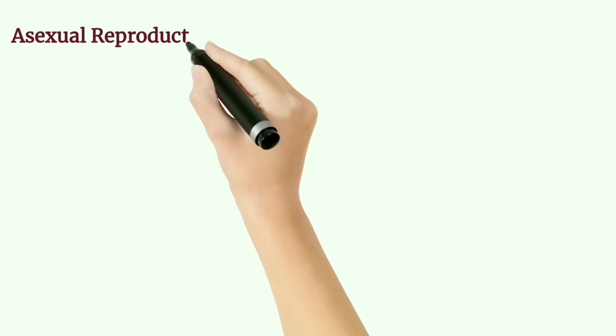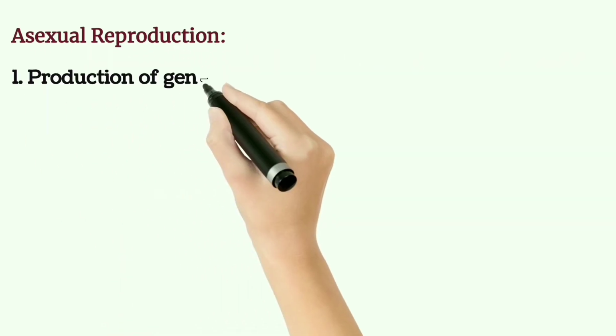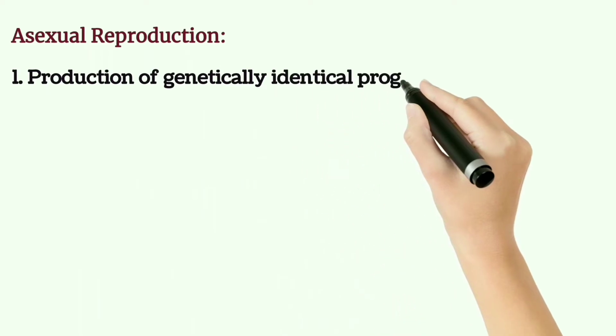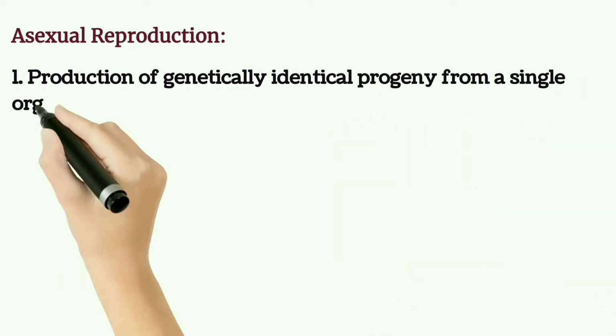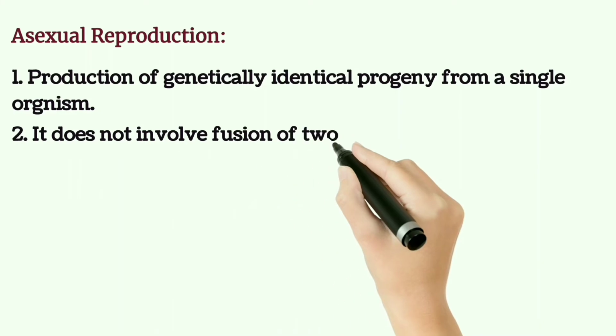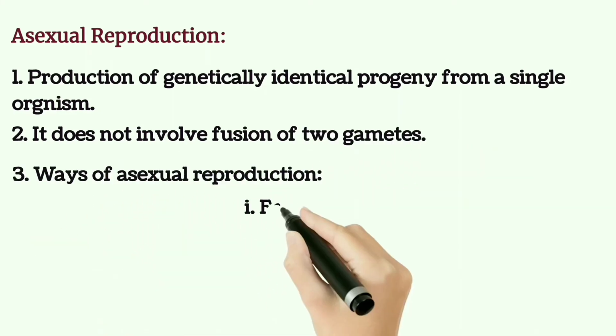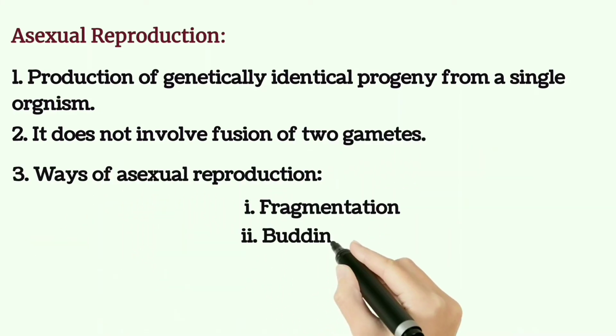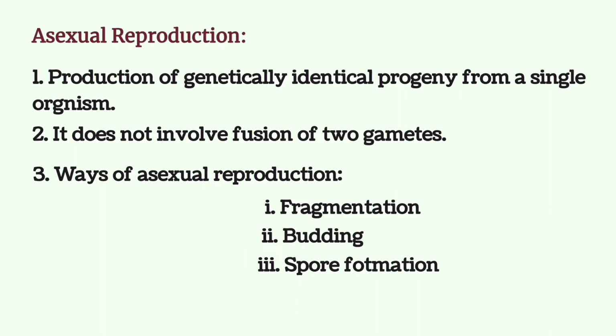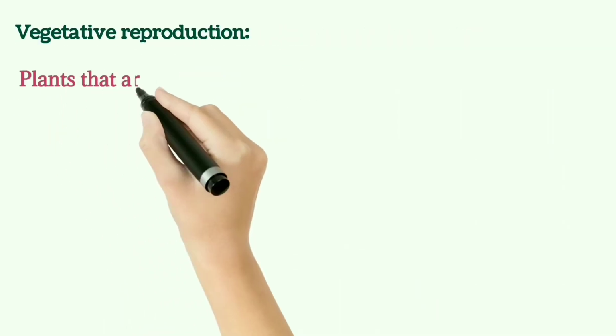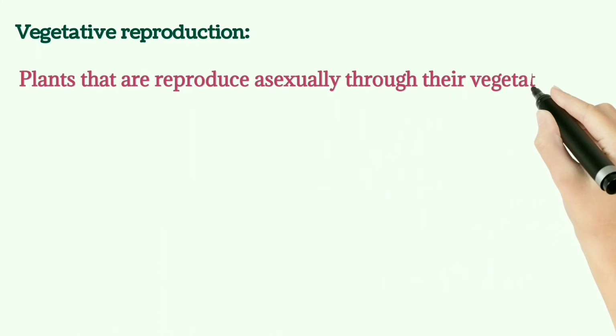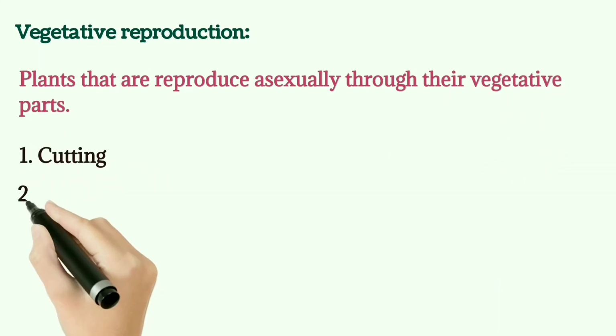First, asexual reproduction. It is the production of genetically identical progeny from a single organism, that is, from a single parent. It does not involve fusion of two gametes. Fragmentation, budding and spore formation are some ways of asexual reproduction. And when plants reproduce asexually through their vegetative parts, it is known as vegetative reproduction, for example cutting and grafting.